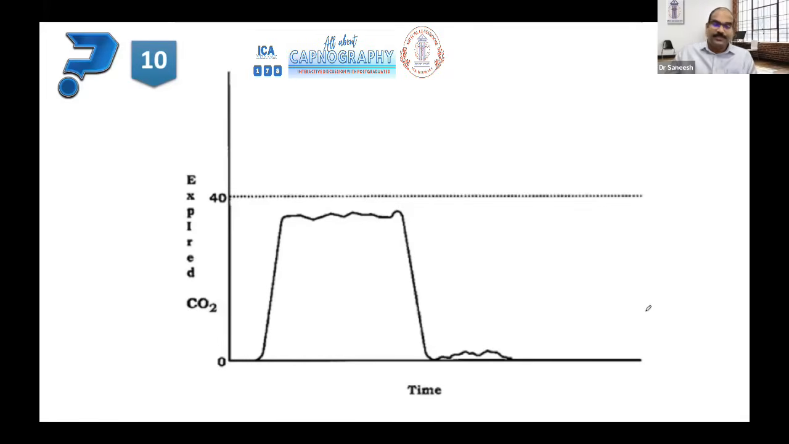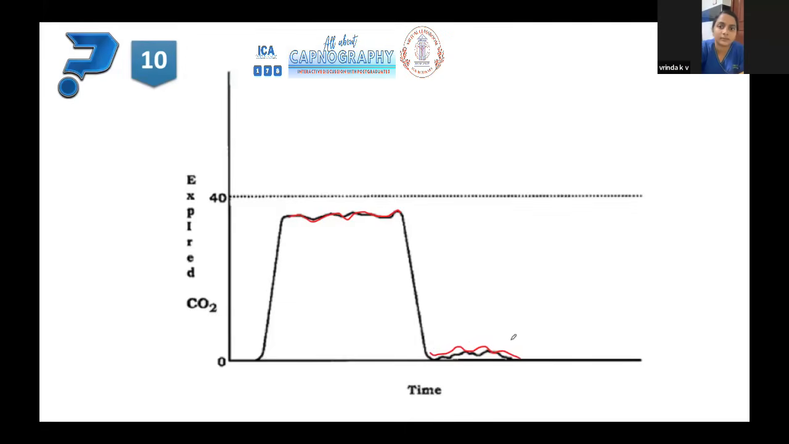Who would like to interpret this? Yeah, Dr. Richa. Your microphone is in mute mode. So the patient is making an effort to breathe in between two breaths. Why this wavy form in the plateau? It's not a plateau. Even the inspiratory part is not plateauing.